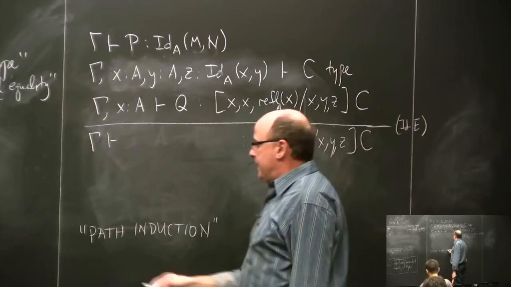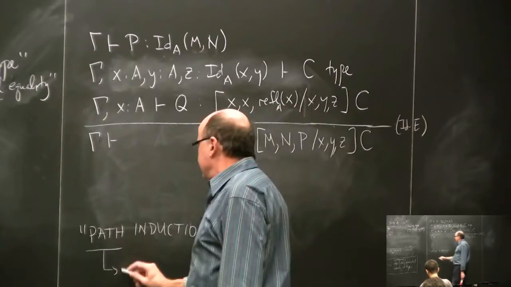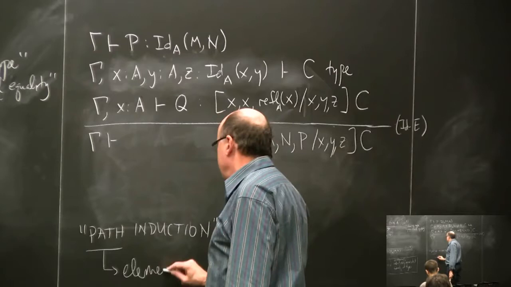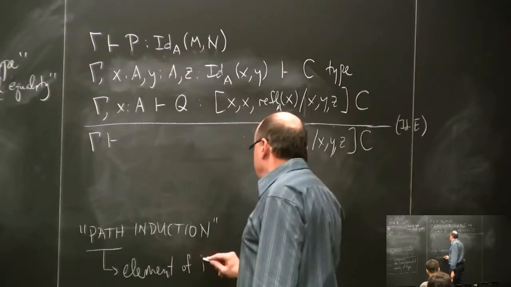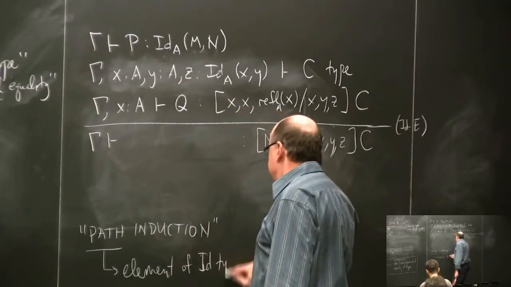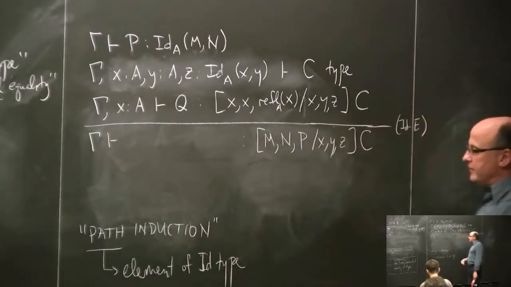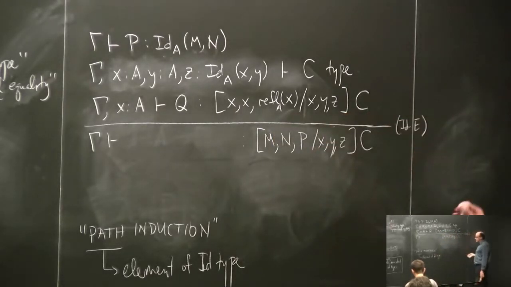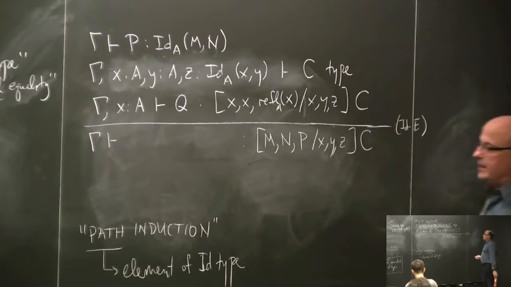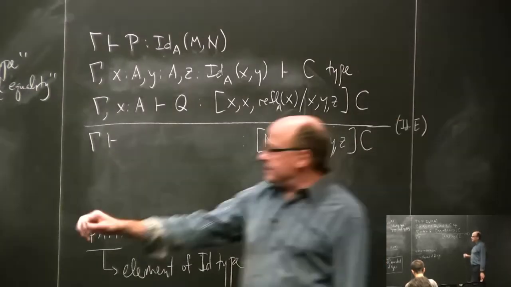where we're using the term path right now to mean an element of an identity type, of an id type. We'll call that a path. Those will also be called identifications or proofs or evidence of equality or words like that. But we'll call it a path right now.